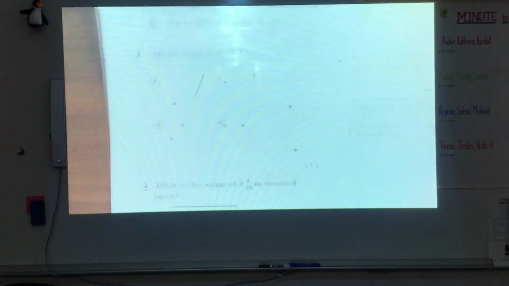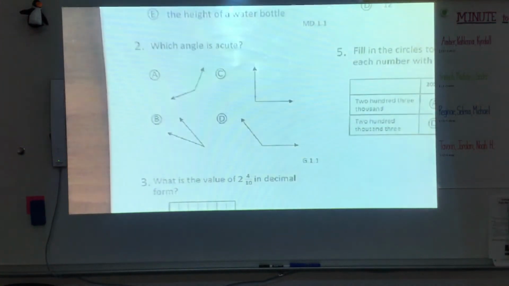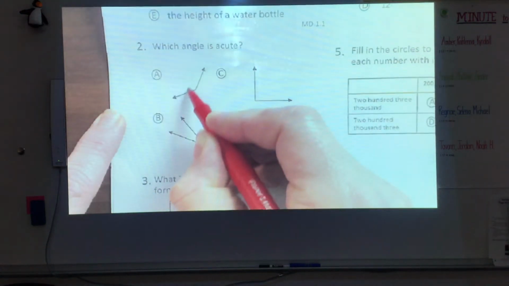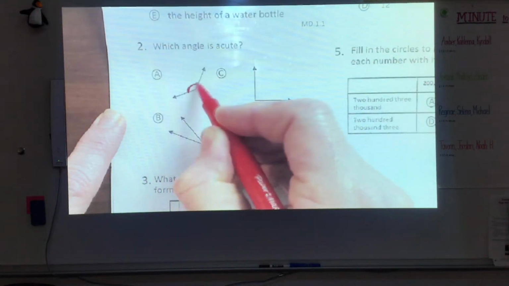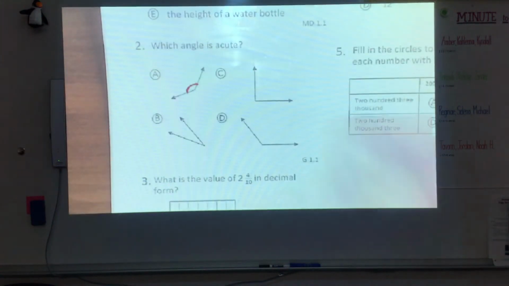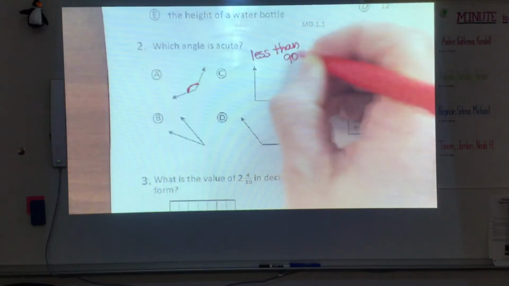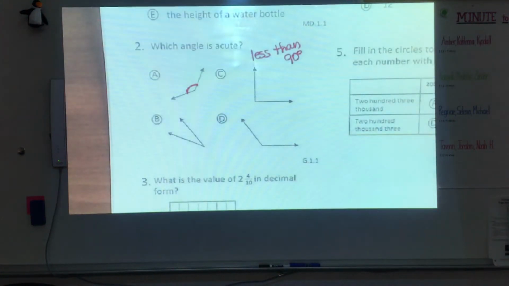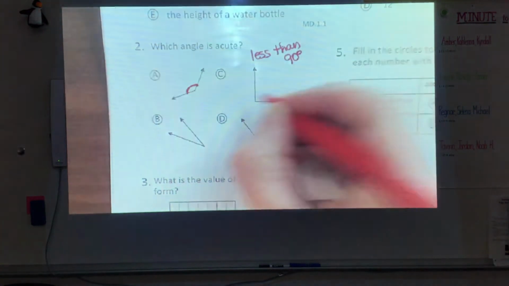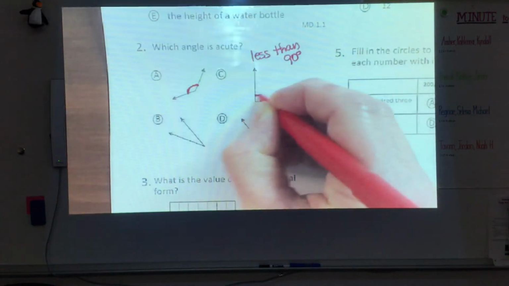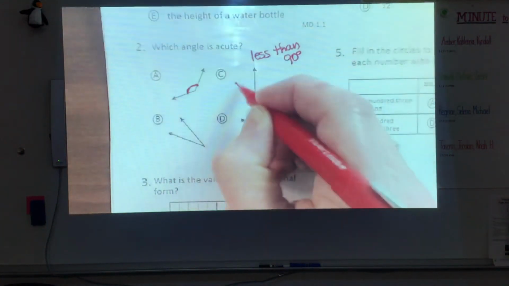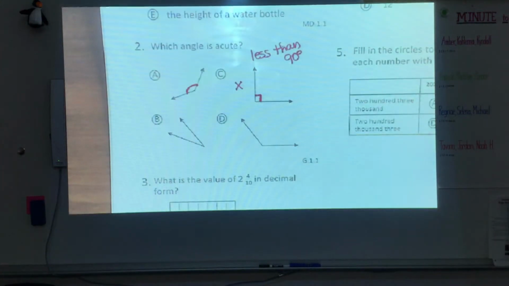All right, moving on to number 2. Which angle is acute? Isn't acute like that cute little angle? It is. That means it has to be less than 90 degrees. Let's write that out here. Less than 90 degrees. What makes a 90-degree angle, Miss Hancock? Isn't it like an L? It is. And I see one that looks like that. I see that too. 90 degrees. So that one cannot be an acute angle. It has to be less than that.